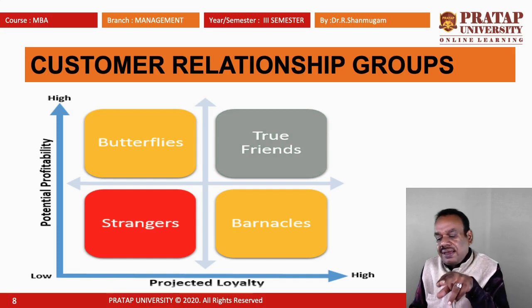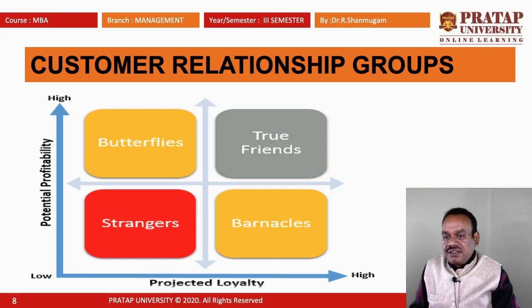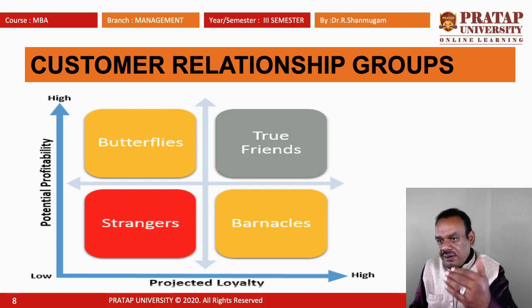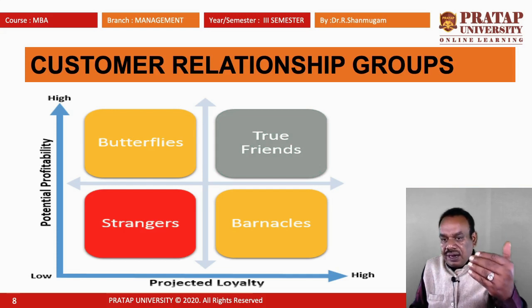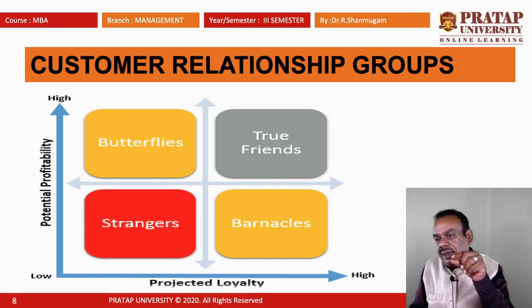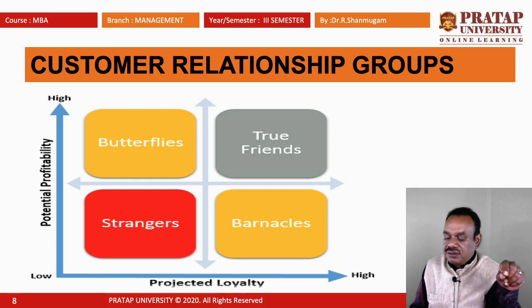There are two things: one is the transaction and the second is the relationship. Based on the transaction, butterflies and strangers are there. Based on the relationship, true friends and barnacles are there. If the projected loyalty is very low and the profitability is also very low, then we may call them strangers.